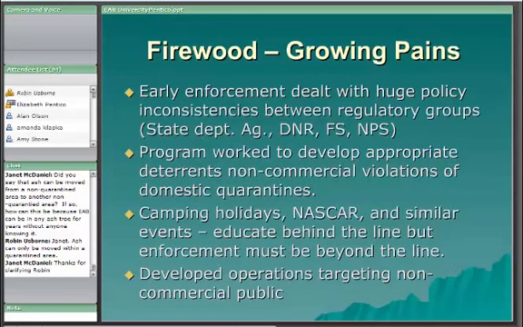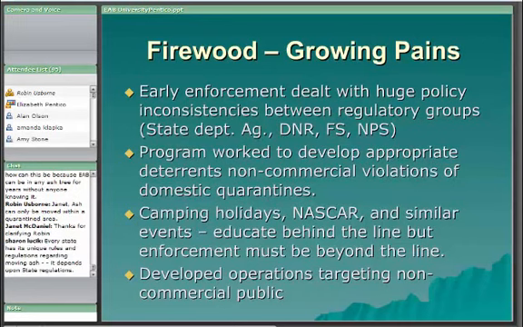There's been a lot of growing pains with firewood. We had huge policy inconsistencies between the various regulatory groups early on, and not only does this make it difficult for the public to understand what regulation any particular movement is under, but it's also very difficult to communicate responsibly to the public about their movements. We have made some ground in unifying some of these firewood policies.